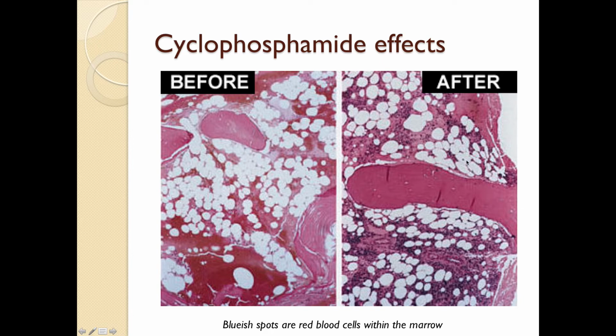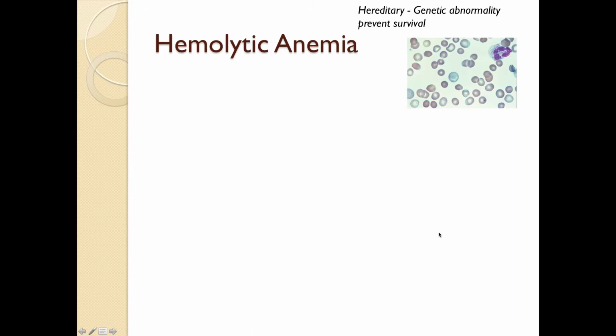And what you see after a couple of months of treatment is now we start to see these bluish spots pop up again. So using these medications suppresses the immune system, if this is the cause, and allows red blood cells to be created again. So once you determine the cause, then you can pick an appropriate treatment.